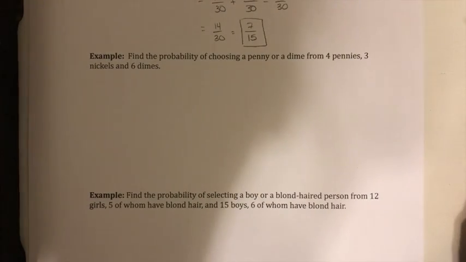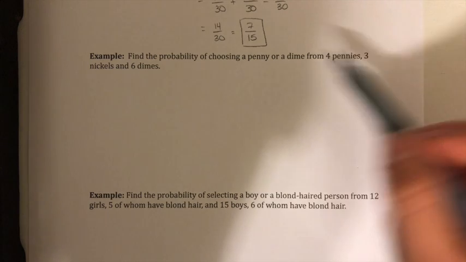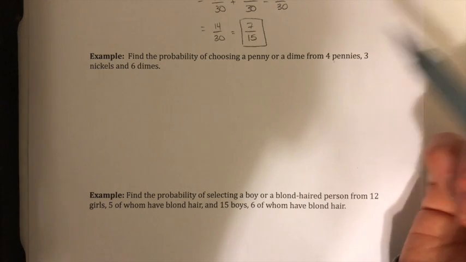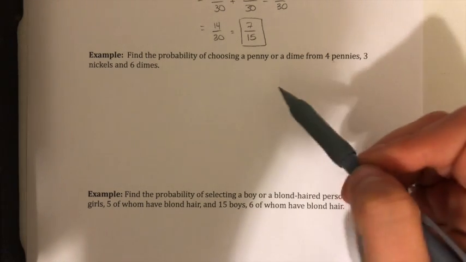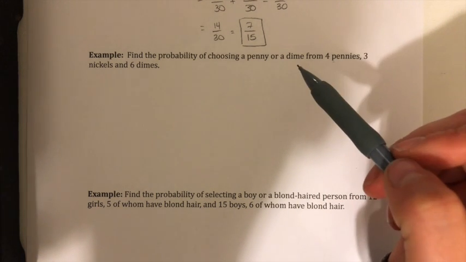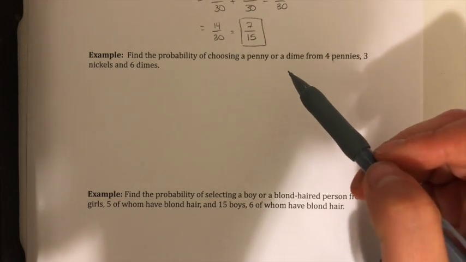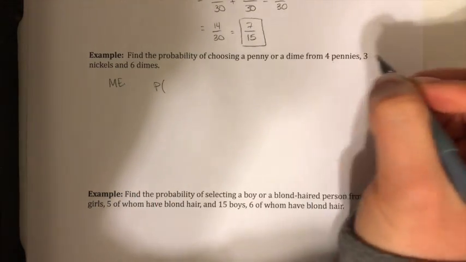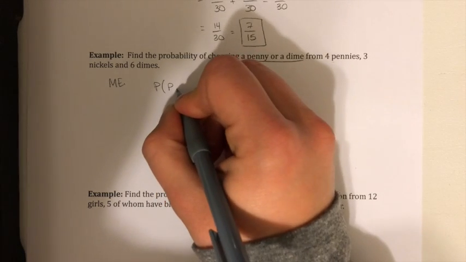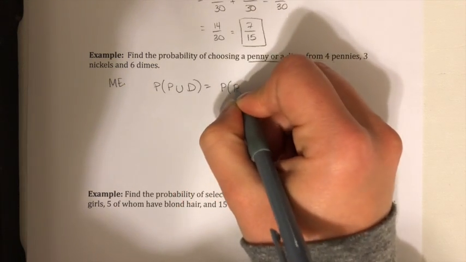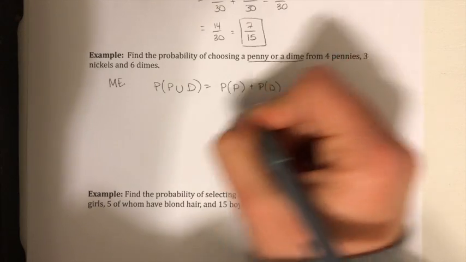Find the probability of choosing a penny or a dime from 3 pennies, 3 nickels, and 6 dimes. You can't choose both of those at the same time if you're only choosing one, right? It's either a penny, a nickel, or a dime. So there's no overlap, so this is going to be mutually exclusive. We're just going to do the probability of a penny or a dime, which is equal to the probability of a penny plus the probability of a dime.